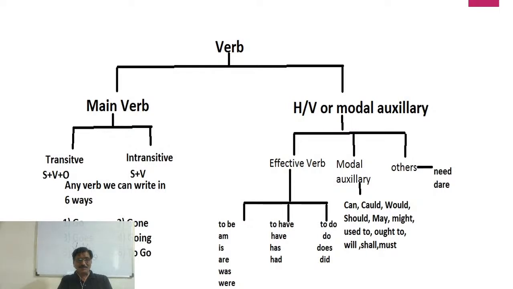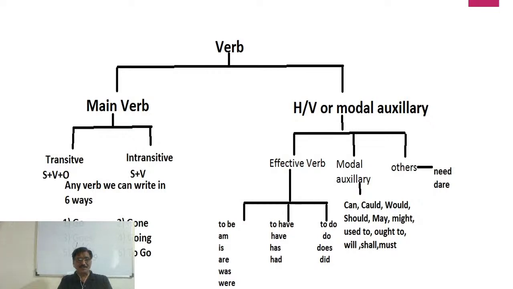This main verb is divided into two parts: one is the transitive and the other is the intransitive. Now I am going to explain what is the transitive and what is the intransitive. For example, I can give you: she drinks coffee. That means she is the subject here, drinks is the verb here, and coffee is the object here. That means this verb, drinks, is known as a transitive verb because it is with the object.